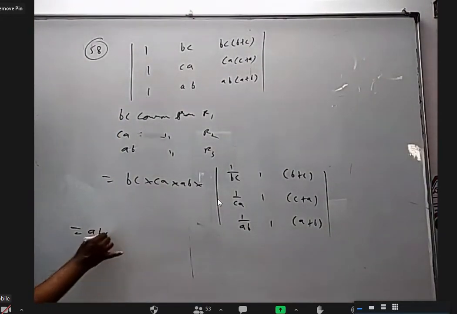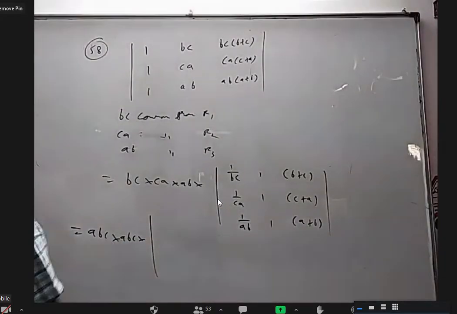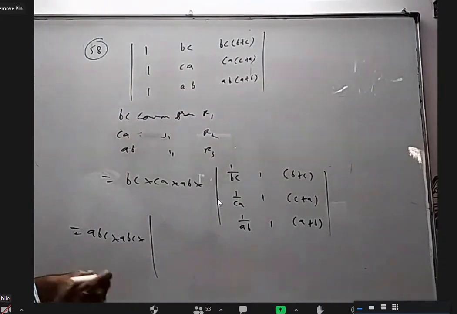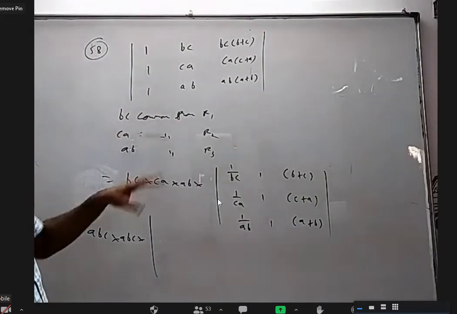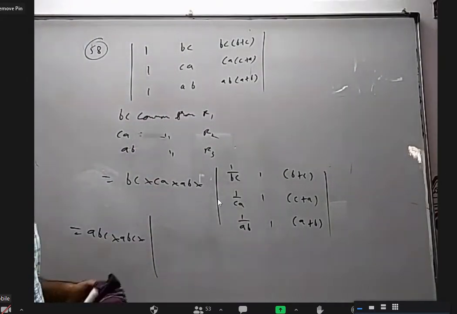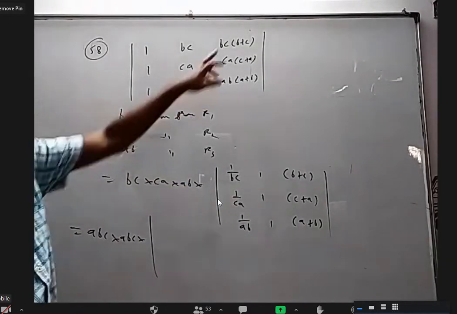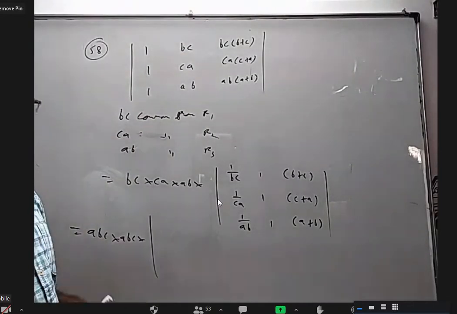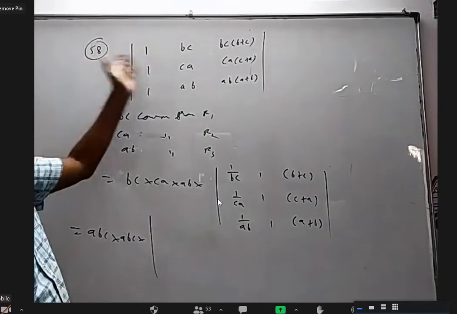Sir, we could directly take 1 by ABC as common. From where? Sir, from all the terms. All the terms you cannot take common. You have to do row wise or column wise. This is not a matrix multiplication, it is a determinant. You want to take 1 by ABC common here, I don't mind.